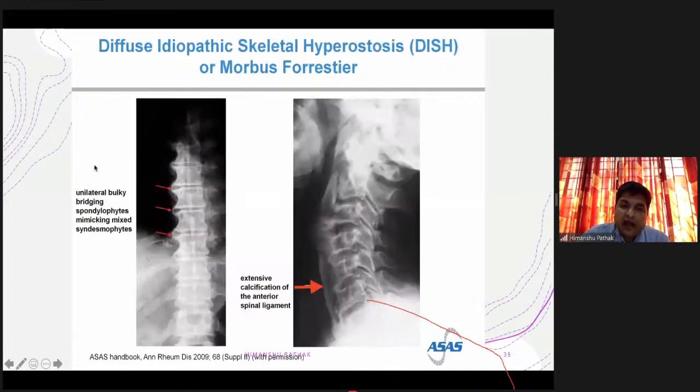Similarly, there is another differential of the syndesmophytes on X-ray, which is known as DISH, diffuse idiopathic skeletal hyperostosis. Usually these patients have very significant back pain. Their back is very rigid. And on X-ray, you may find a typical syndesmophyte, looking similar to inflammatory back pain or ankylosing spondylitis. But these patients are usually obese. They have metabolic problems like diabetes. And when you do their sacroiliac X-rays, you may find normal sacroiliac joints. So then you know that this is DISH, not sacroiliitis. These are the few differentials you need to be mindful of.